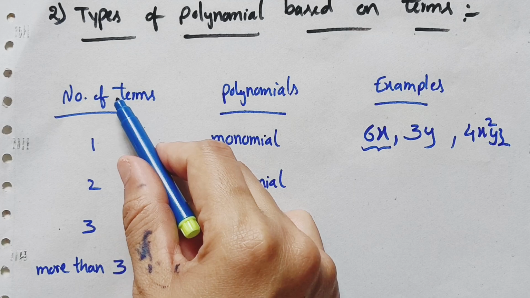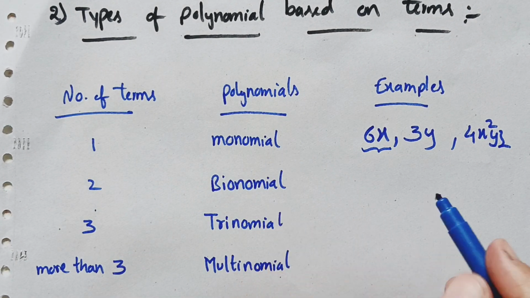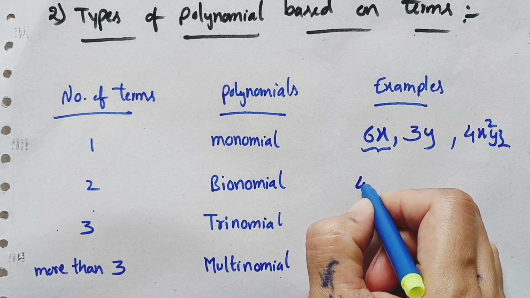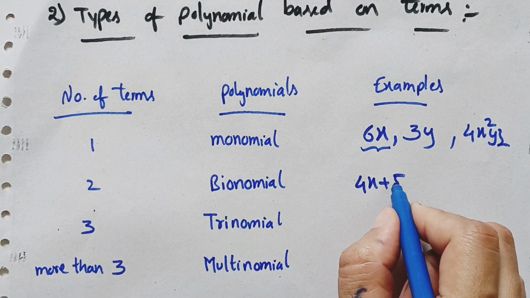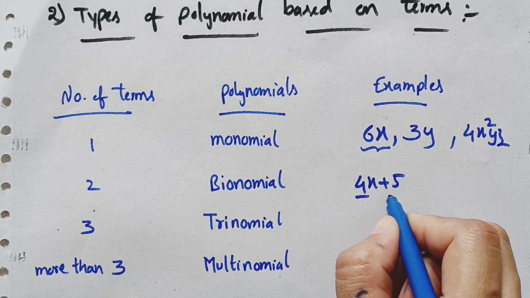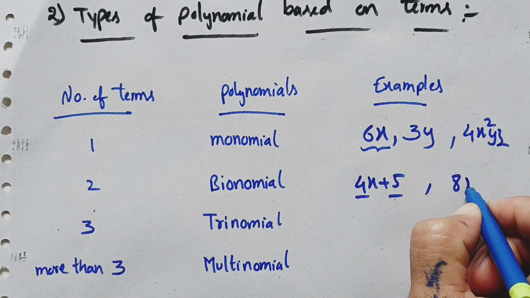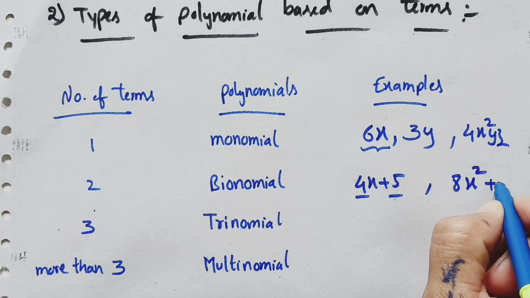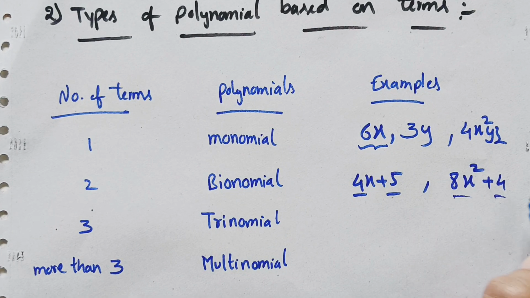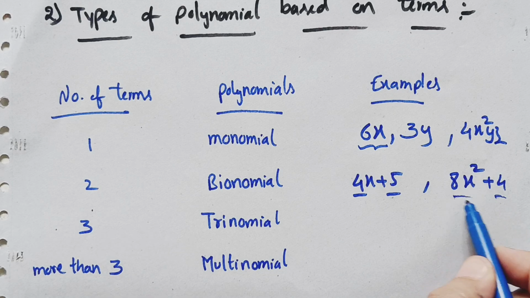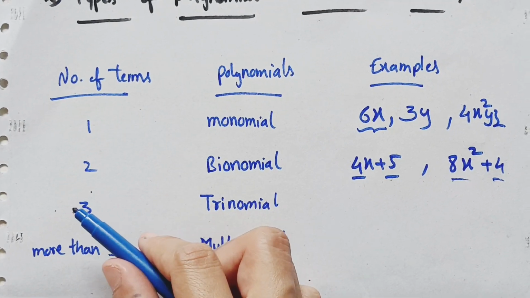If we have two terms, then we call that polynomial a binomial. For example, 4x plus 5, this is a binomial. Why? Because we have two terms here. Let's take another example. 8x square plus 4. Here also we have two terms. That's why this polynomial is a binomial.